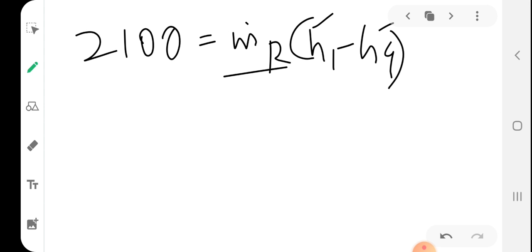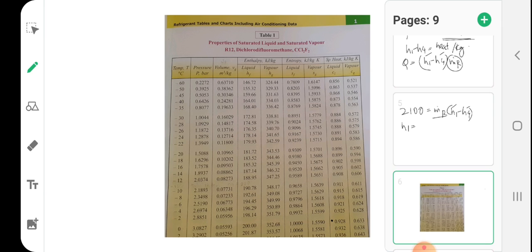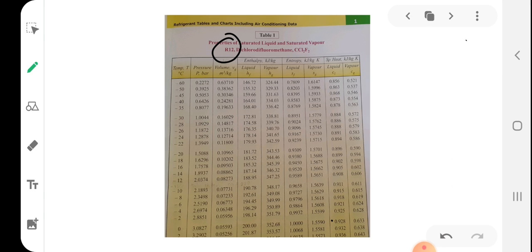So you can find out H1. You have to use the refrigerant table corresponding to R12. H1 corresponds to 268 Kelvin, that is minus 5 degrees Celsius. Between minus 6 and minus 4, it will be around 349. So you can take H1 as 350, okay.